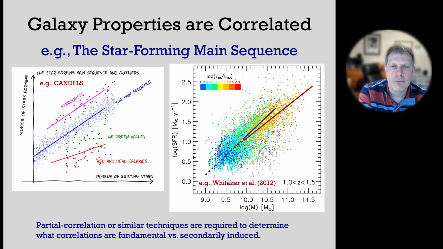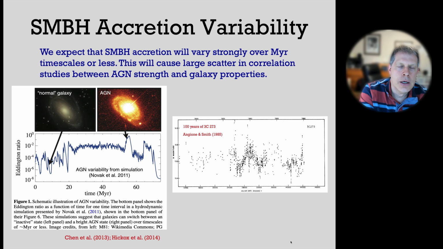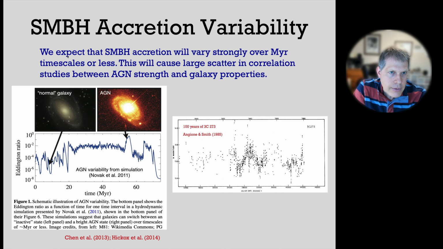And then finally, another important challenge is that the accretion onto supermassive black holes is known to be strongly variable. We expect, and indeed we know, that supermassive black hole accretion will vary strongly over mega-year timescales or less. As direct evidence for that, I point you to this plot, which I had shown earlier, which shows B-band magnitude versus Julian date for about 100 years of data on 3C273. You can see 3C273 is varying substantially over that time.